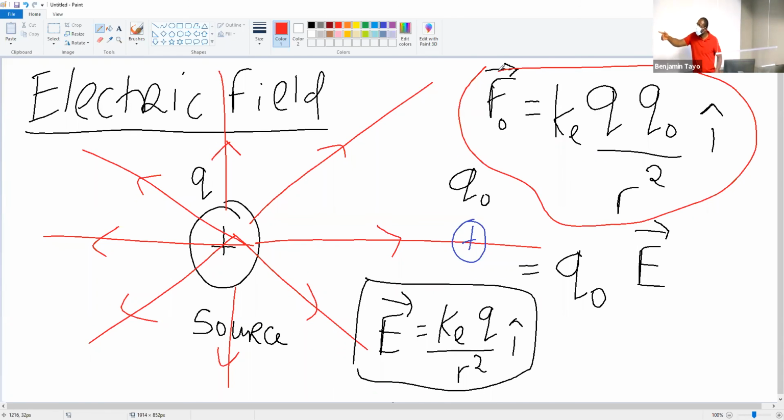So from next class, instead of calculating force, we'll instead calculate electric field. Then once you know the electric field, you just multiply it by charge to get force. All right, so that's what we're going to pick up from this point next class, and then we'll do a few examples. All right, so I'm going to stop here and then we'll continue on.